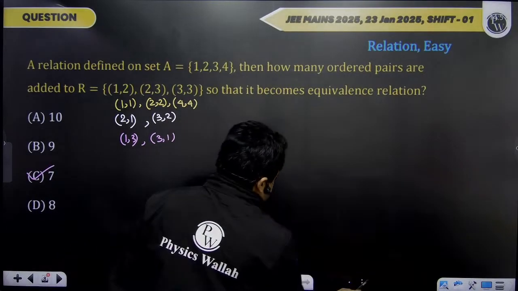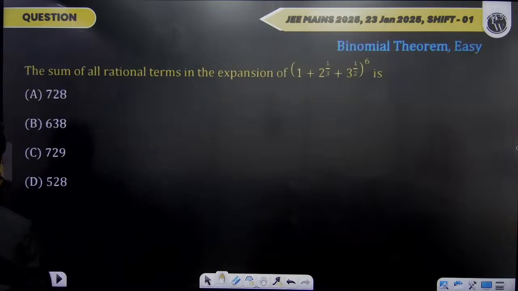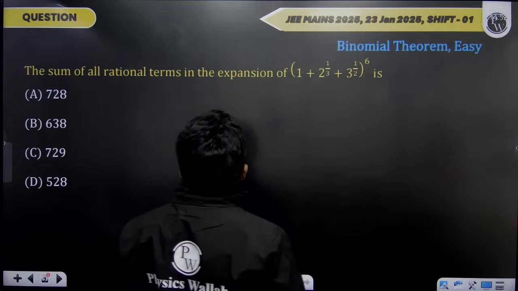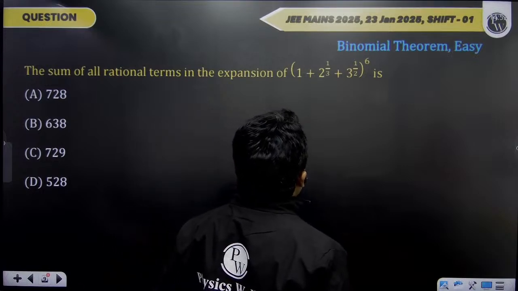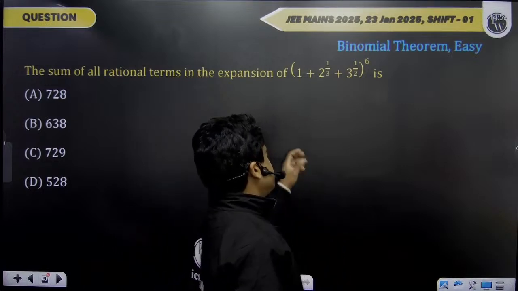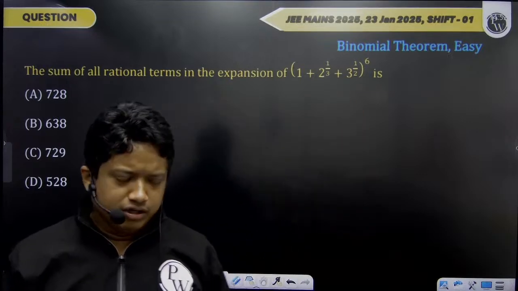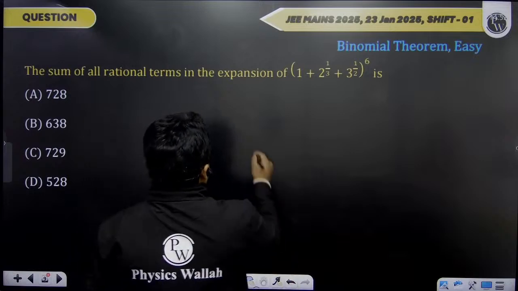All right. So let's now move ahead for the next question. The sum of all rational terms in the expansion of (1 plus 2 power 1 by 3 plus 3 power 1 by 2) whole power 6. You see that there are 3 terms involved in this question. So we'll use the multinomial theorem. So this will be equal to what?